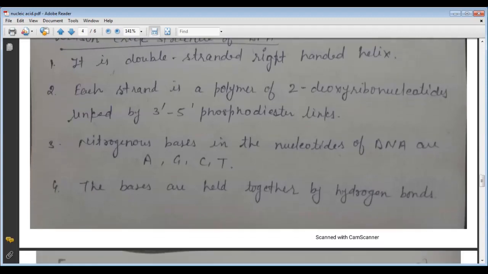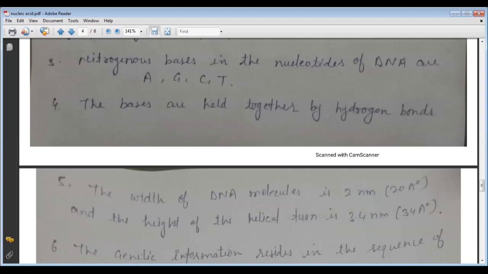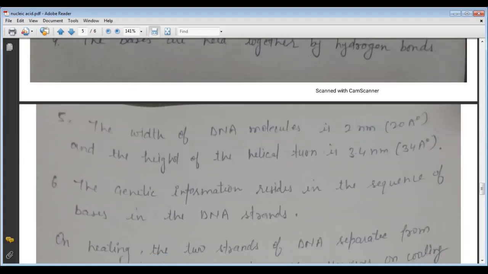Second, each strand is a polymer of deoxyribonucleotides linked by 3' to 5' phosphodiester links. The nitrogenous bases in the nucleotides of DNA are adenine, guanine, cytosine, and thymine. Now, the bases are held together by hydrogen bonds. The width of the DNA molecule is 20 angstrom.